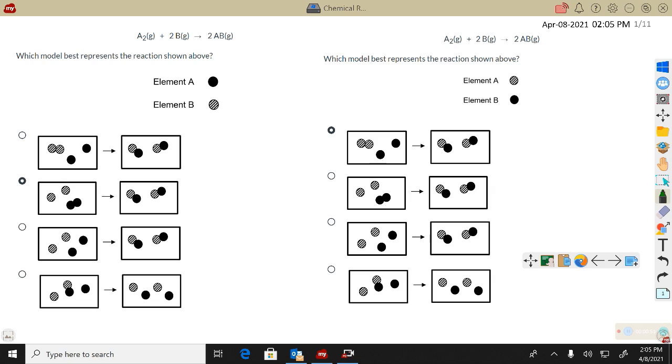So if I look at my key, I want to pick the choice that has two atoms of A that are bonded together, and then two individual atoms of B. And then on the product side, I want two molecules of AB bonded together.